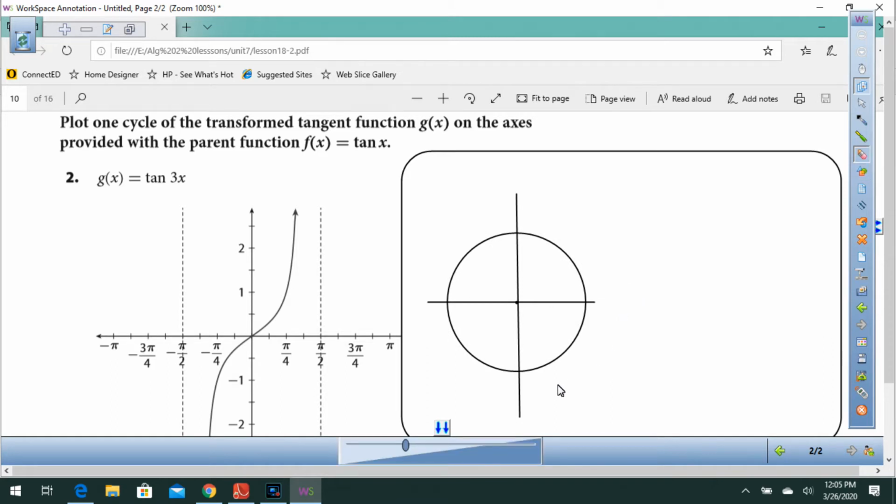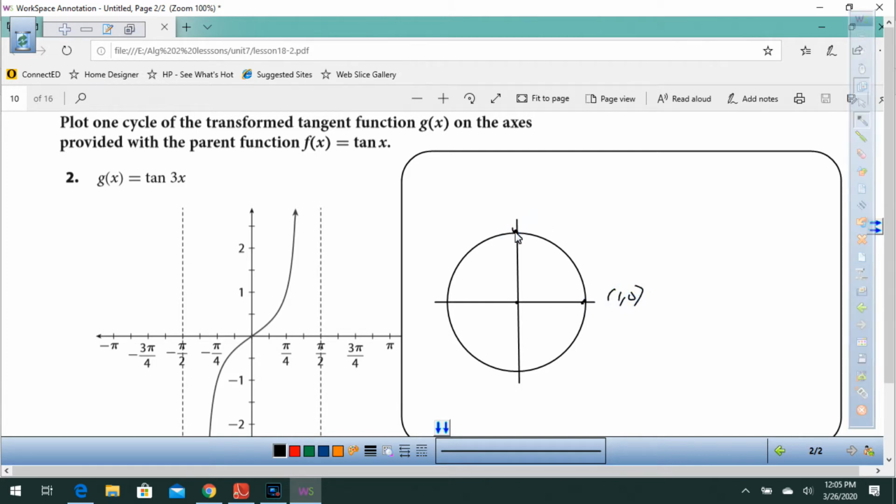All right, the unit circle. So this is where all this comes from. And again, we're just going to plot the unit circle on a graph. Well, remember this point here is 1, 0. This point here is 0, 1. And this point here is -1, 0. And this point here is 0, -1.